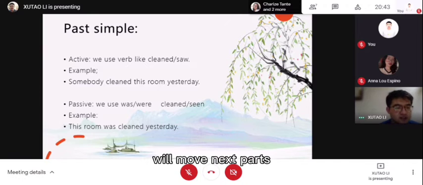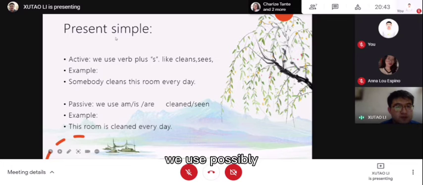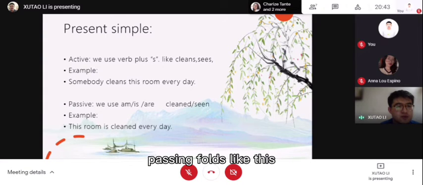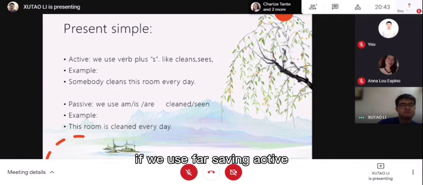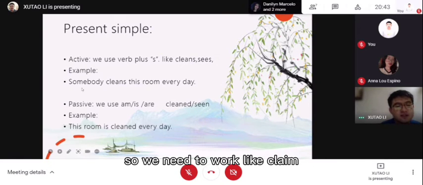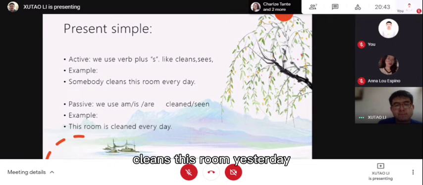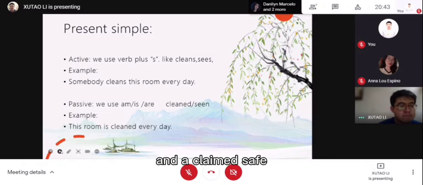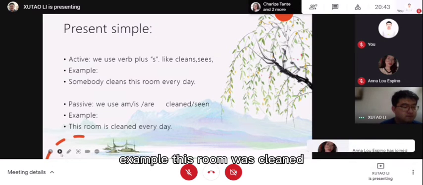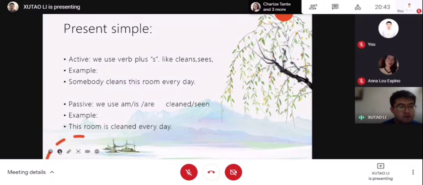Okay, let's move to the next part, past simple. So we use passive in past simple like this. Active: we need to use a verb like cleaned, saw. Example: somebody cleaned this room yesterday. And if we use passive, we need to use was and cleaned. Example: this room was cleaned yesterday.